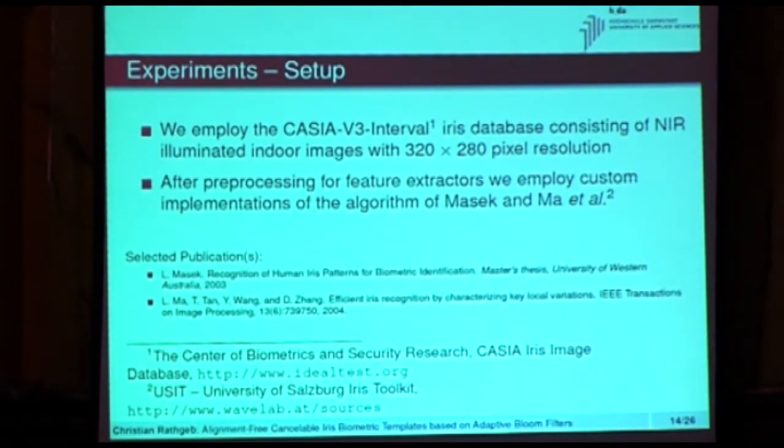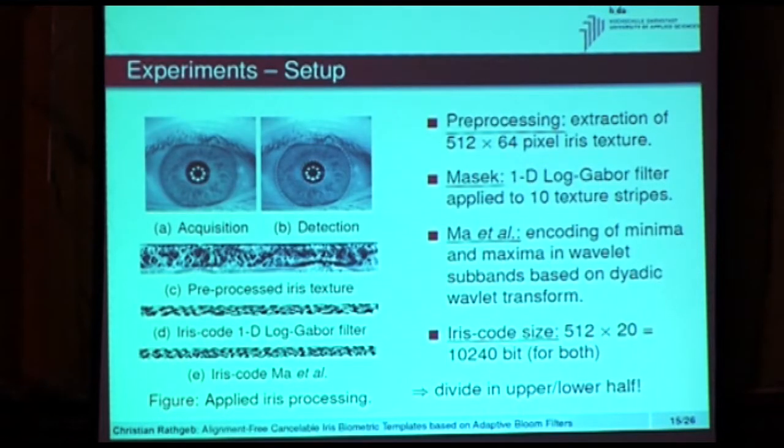Experiments are carried out on the CASIA version 3 iris database. We employ 2 different feature extractors which are publicly available in the University of Salzburg Iris Toolkit, which can be found under wavelab.at, as well as the preprocessing. In the preprocessing, the iris is detected, normalized to a rectangular iris texture of 512 times 64 pixels. Then we apply the algorithm of Masek, which employs a one-dimensional log-Gabor filter.